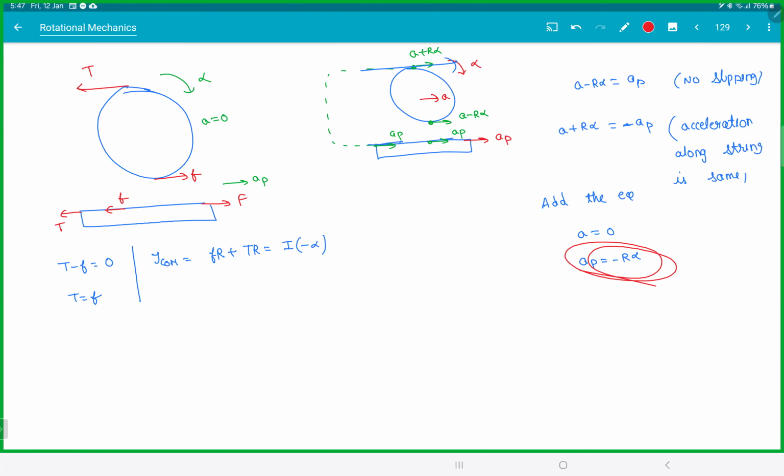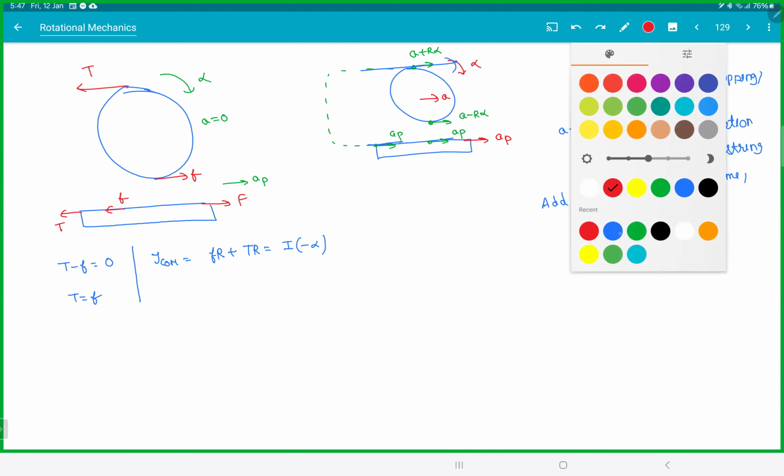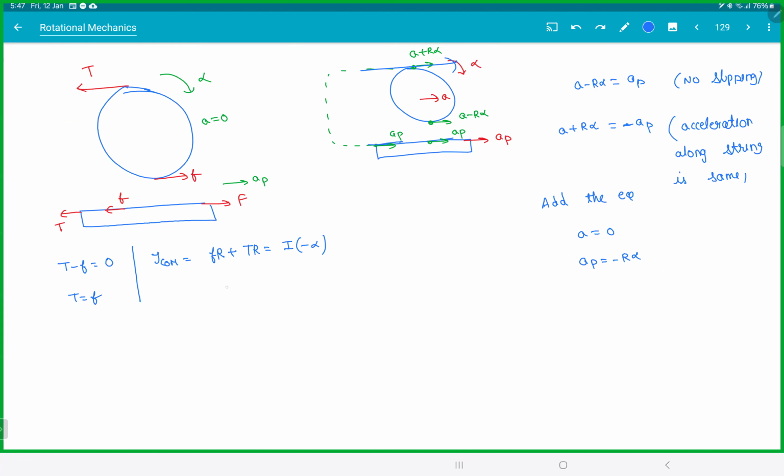So that is the reason you got a minus sign here. AP is equal to minus R alpha. That's why we got this. Meaning the direction I have taken is wrong, so the sign is trying to adjust it. And F is equal to T, so this would be 2TR, and it's a solid cylinder, so minus MR square by 2 alpha. So T should be minus M AP by 4.